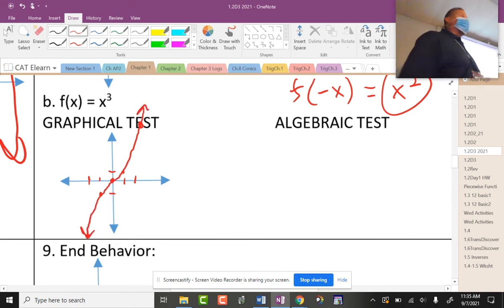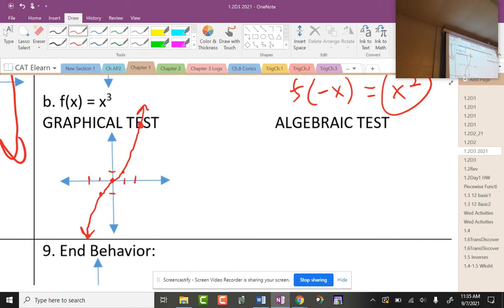By the way, just for giggles, what's the domain? All real numbers. Anyone? Let's do that on the second one. What's the range? I just gave the answer: all real numbers. You look at this, and all the y's are covered.